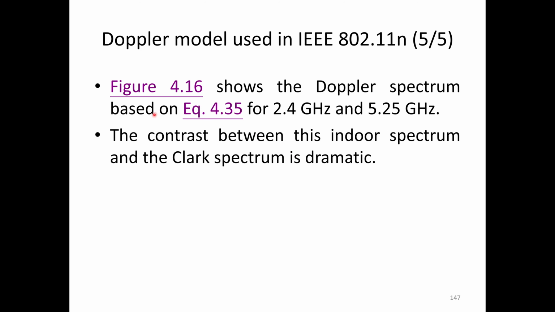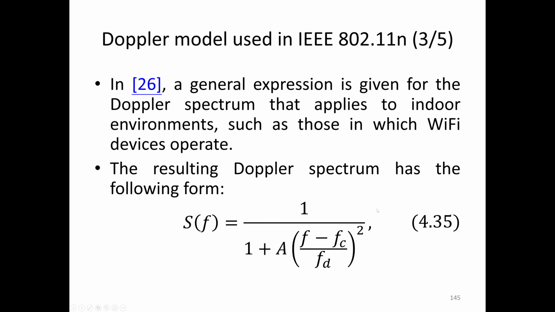Based on equation 4.35, let us see equation 4.35. In equation 4.35, the resulting Doppler spectrum has the following form: S of f is equal to 1 over 1 plus a times (f minus fc over fd) squared.